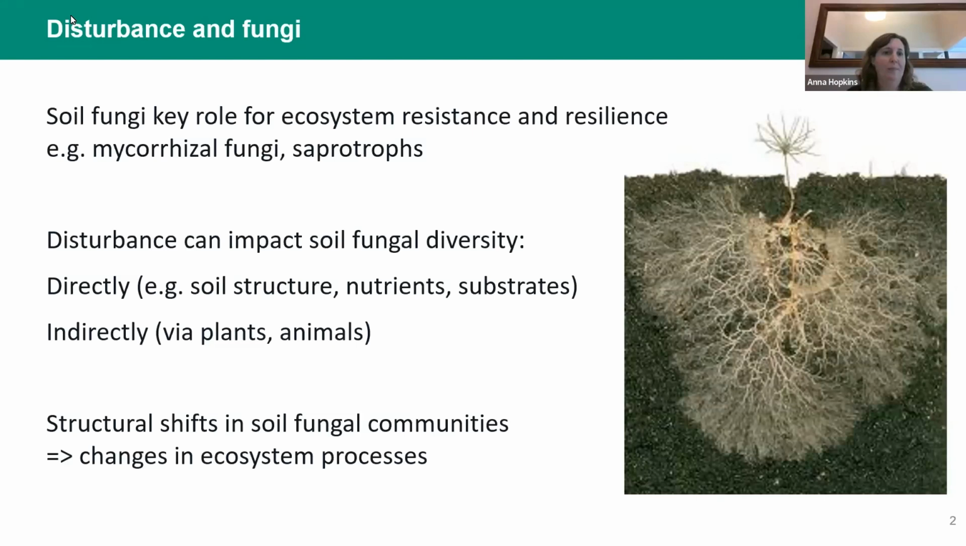So disturbances can impact soil fungi in a range of different ways. They can impact them directly by changing the structure of the soil, by changing the nutrients that are available in the soil, and by changing the other types of substrates, so types of woody materials, for example, that are present in the soil. They can also operate on soil fungi indirectly by changing the composition of the plants or the animals that are present in those ecosystems, and therefore changing the, say, different plant habitats that are available for those fungi in the soil to survive on.